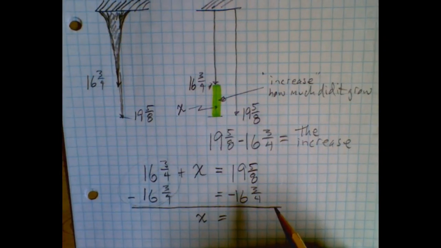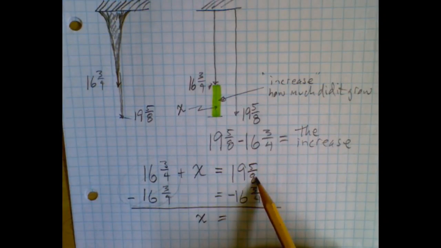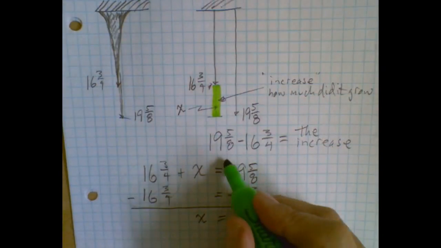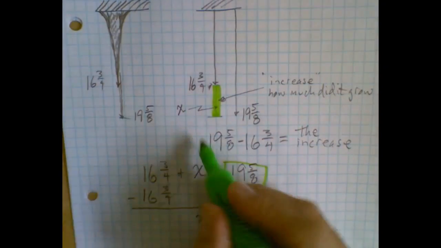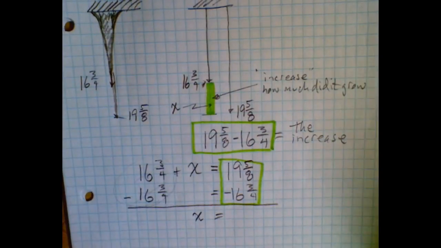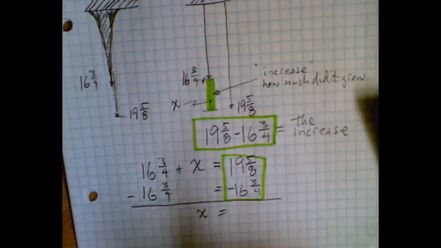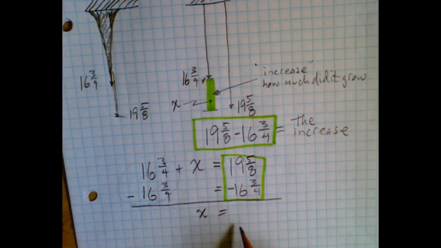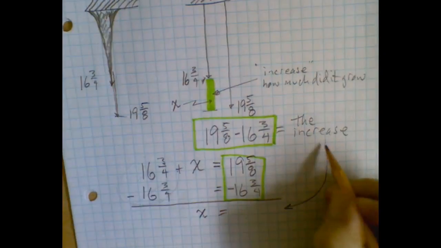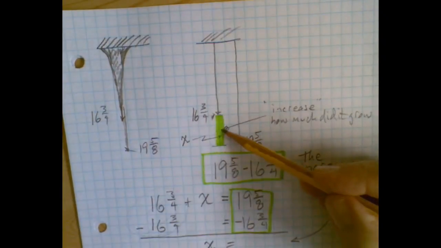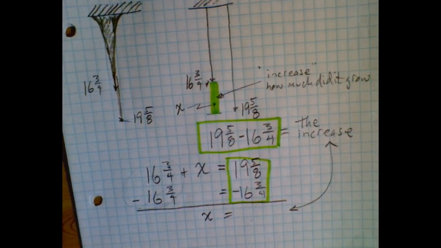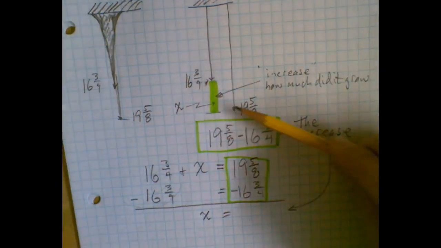On the right side, I have 19 5/8 inches minus 16 3/4 inches. Well, that is exactly the same problem that I did here. When I do this, I'll have a solution for x. What will the solution mean? Well, it'll mean the same thing here as it did here. It will be the increase in the icicle. So let's look at a couple other examples where we see this language. So this is how much more, how much it increased.